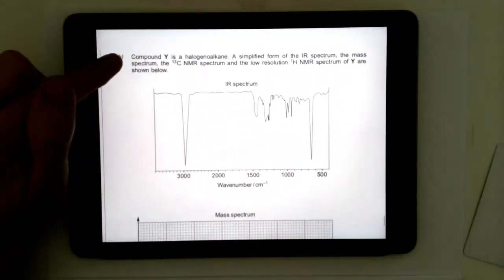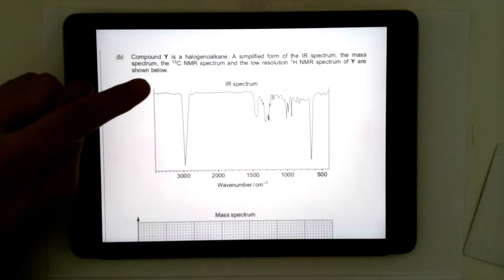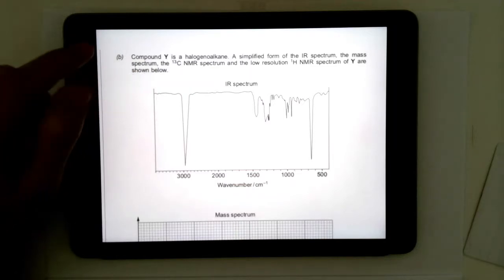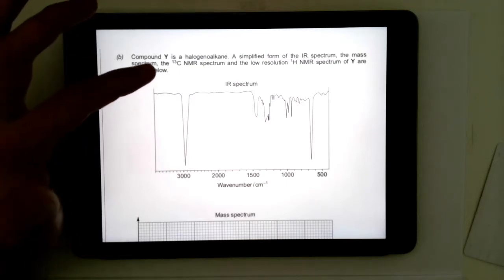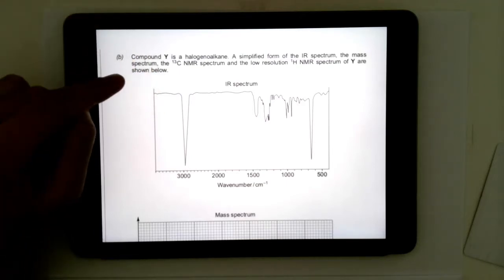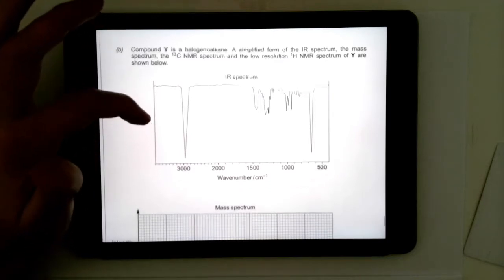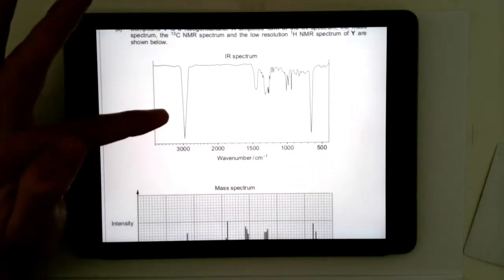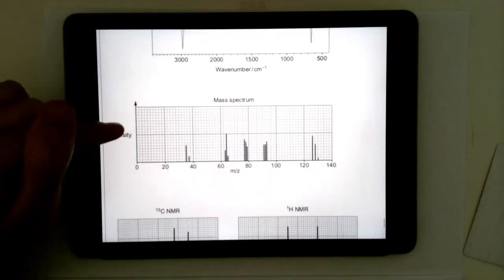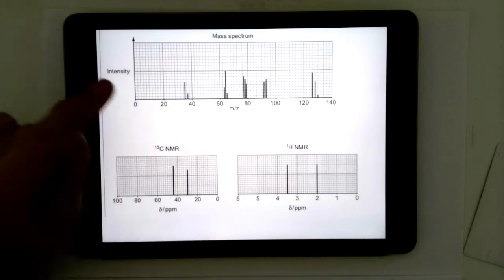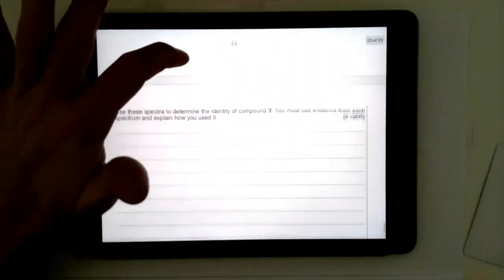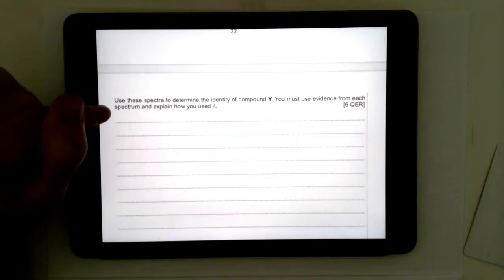So it says, compound Y is a halogenoalkane. A simplified form of the infrared spectrum, the mass spectrum, the carbon-13 NMR spectrum, and the low-resolution proton NMR spectrum of Y are shown below. So we've got an infrared spectrum there. We can use the data booklet to work stuff out about that. We've got a mass spectrum, a carbon NMR and a proton NMR spectrum. Then it says, use these spectra to determine the identity of compound Y. You must use evidence from each spectrum and explain how you used it.